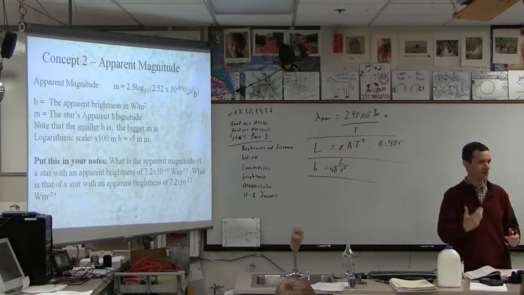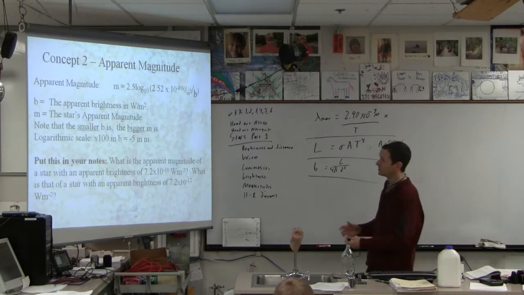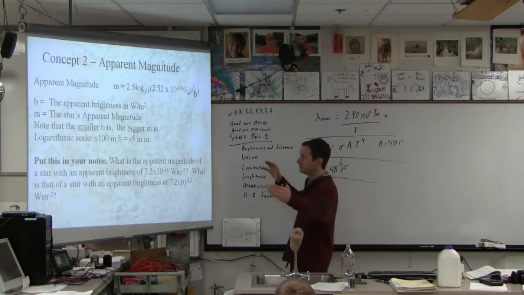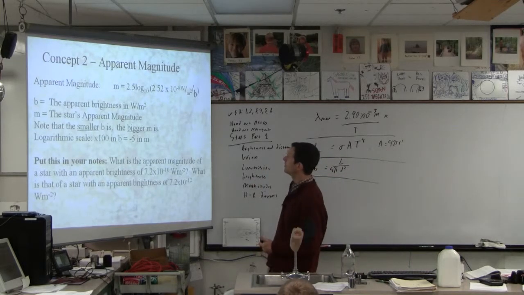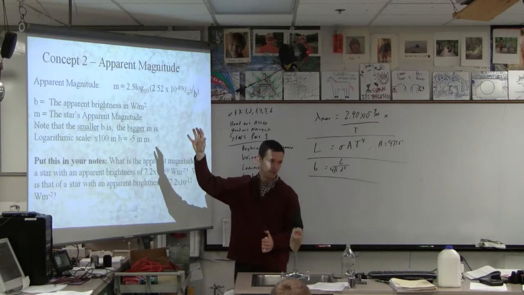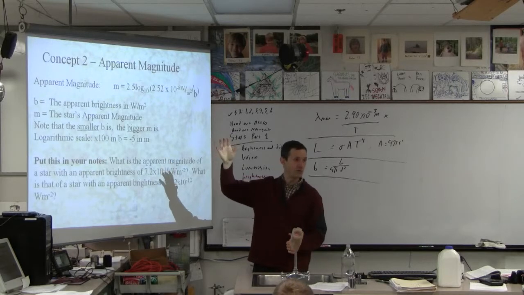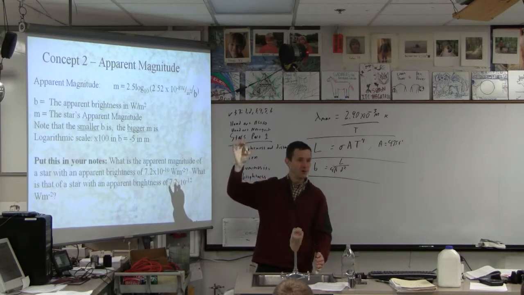Balance, so you tend to experience things with sound and with light in a logarithmic sense, because logarithms let you look at a huge range of things. And so apparent magnitude is how bright a star appears from Earth. And there's this crazy reverse scale, but good astronomers can tell you the apparent magnitude with 2 sig figs.